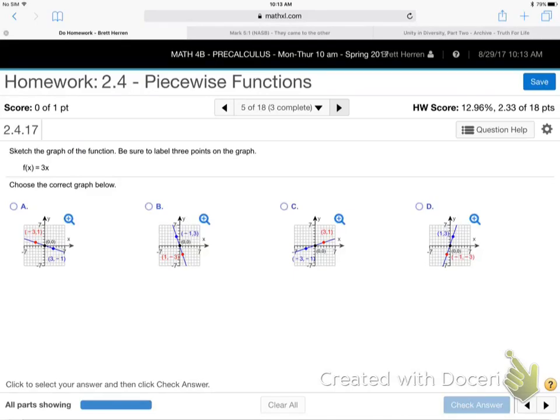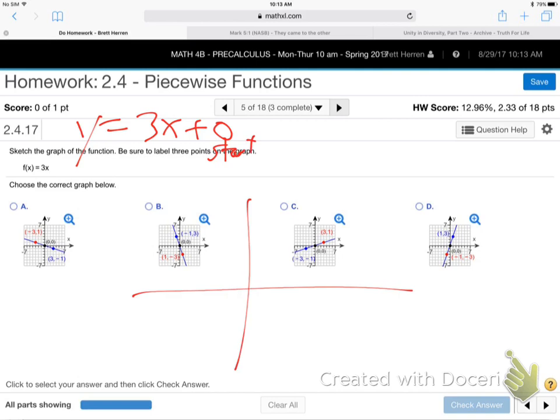So they're giving me y, which is the same as f of x, equals 3x. How do you graph a straight line? Remember, you start with what number's out here, which is nothing, so 0. Put a 0 out there. You start at 0. This is just a straight line, right?